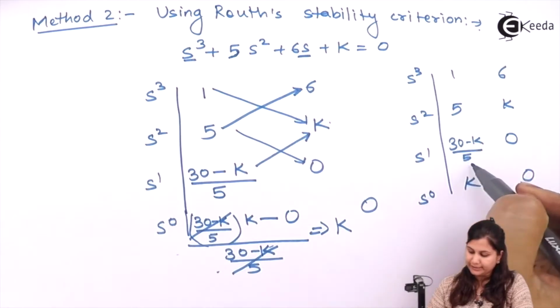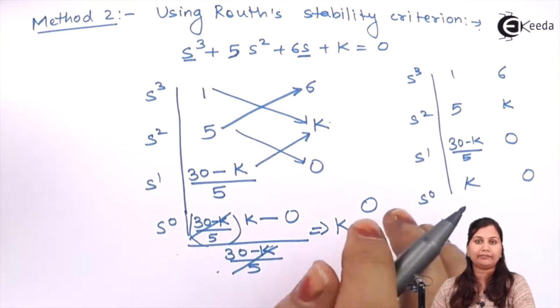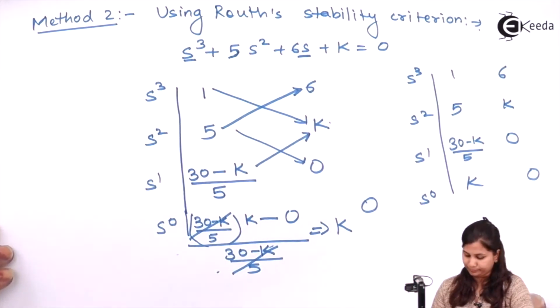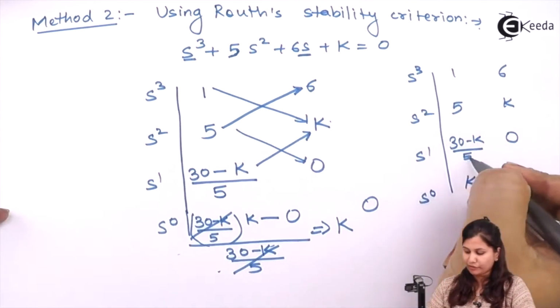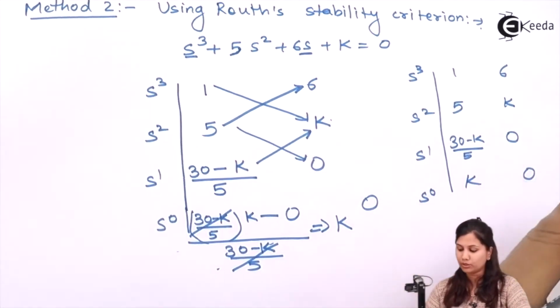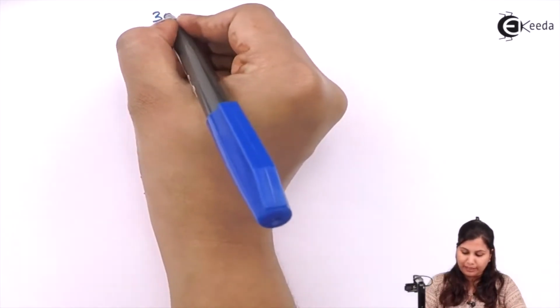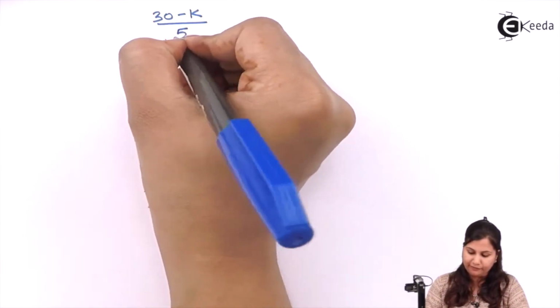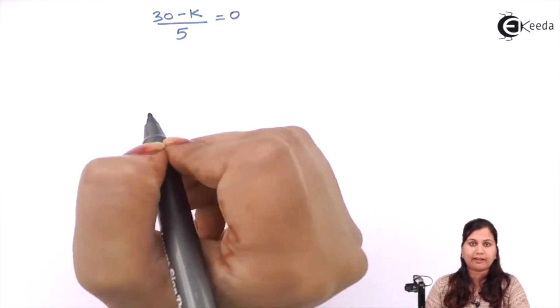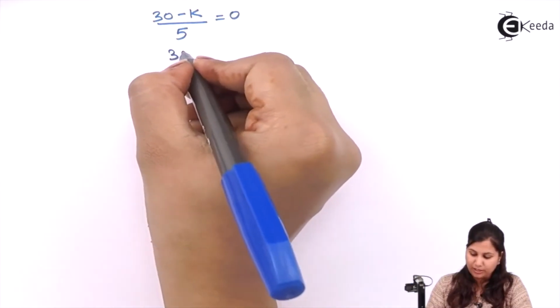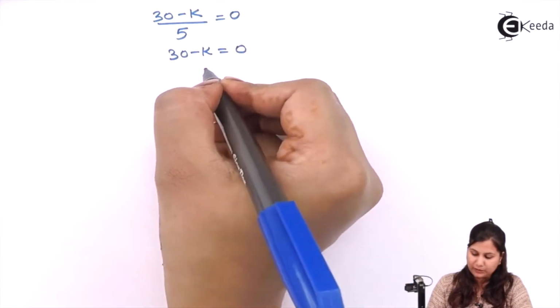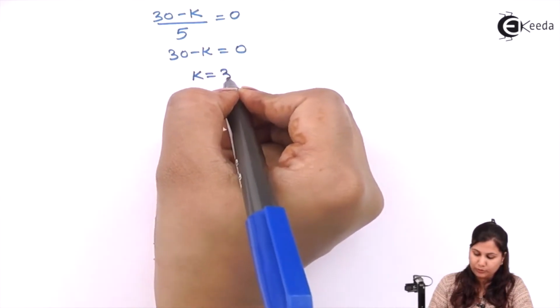you have to put this (30 minus k)/5 equals to 0. That is, this coefficient you have to put equal to 0. So (30 minus k)/5 equals 0. Obtain the value of k from this equation. 30 minus k equals 0, so k will be equal to 30.